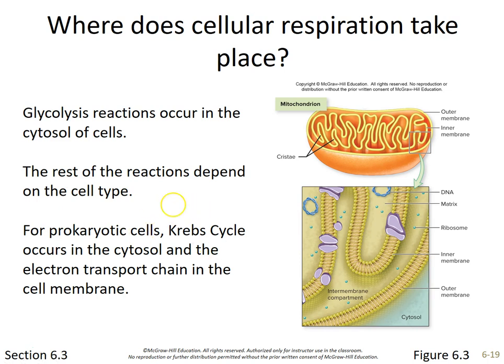For prokaryotic cells, which are ancient one-celled bacteria that have no nucleus and no membrane-bound organelles, the Krebs cycle occurs in the cytosol only, because they don't have mitochondria or any other organelles for it to occur in. The electron transport chain occurs in the cell membrane. But we are mostly concerned in this class with eukaryotic cells, and so we're going to look at what happens to the Krebs cycle and electron transport chain inside the mitochondria.